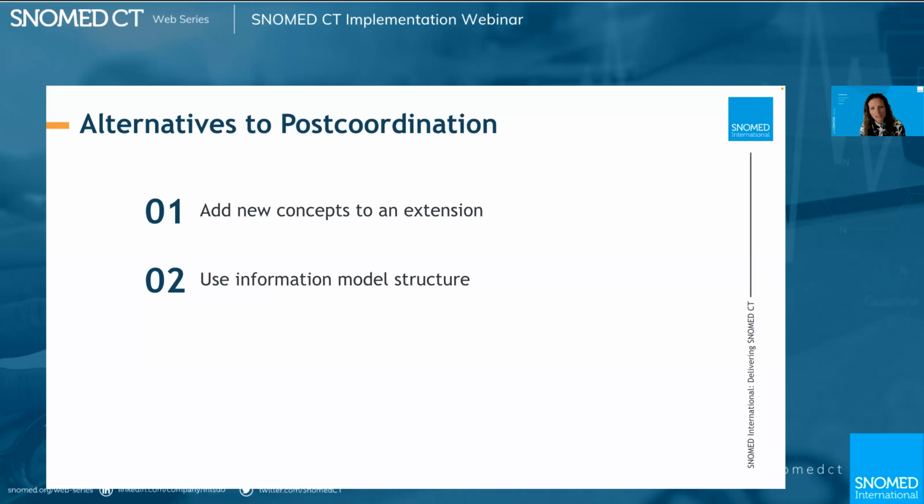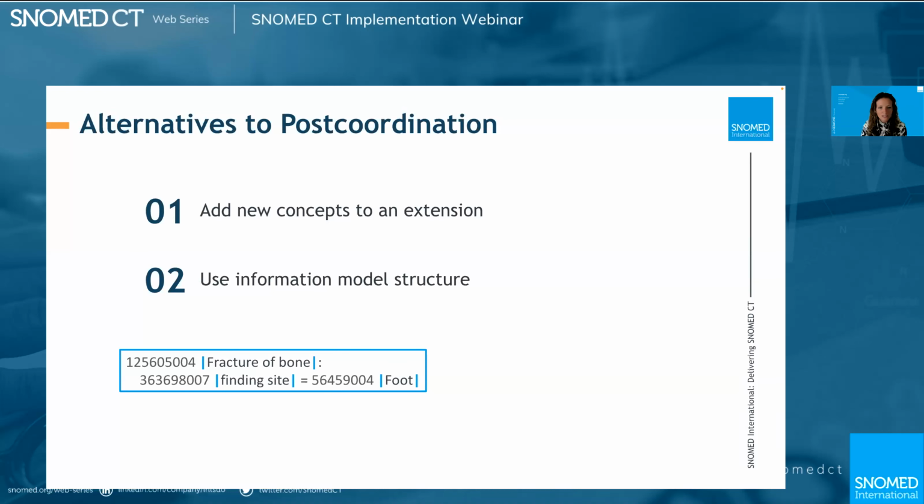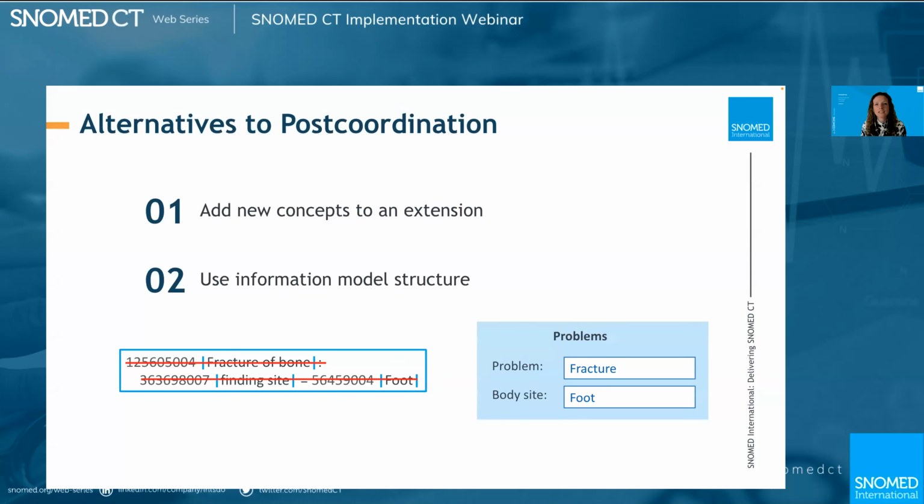The second alternative is to define the post-coordination structure using the information model, using separate coded data elements for the focus concept and each of the refinement values in the expression. For example, rather than using an expression for a fracture of foot, as you see it here, you could have two separate data elements, one to record the SNOMED CT concept for fracture and the other one to record the SNOMED CT concept for foot.